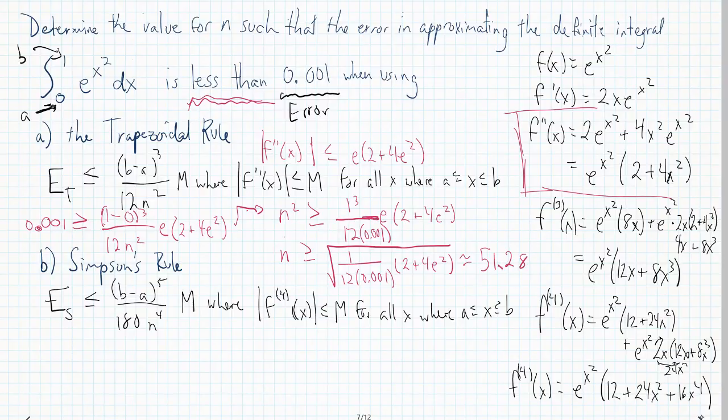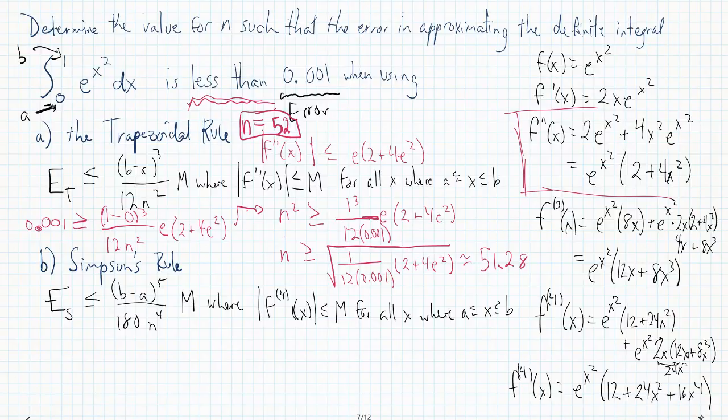Now with that in mind, for the trapezoidal rule, what does that mean for n? Well, if it's 51.28, n is the number of intervals, so it needs to be a whole number, and we have to round up. Because if we rounded down, that would mean a possibility of having an error of greater than 0.001. So that's the trick on that part.